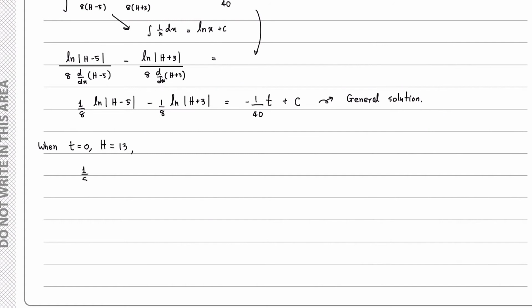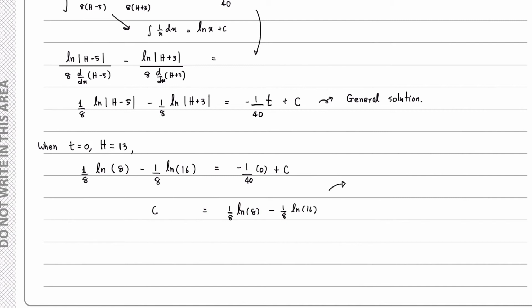So it's 1 over 8 ln, then you can see if h is 13, 13 minus 5 is positive, so we don't have to maintain our absolute value signs anymore. So this one will be 1 over 8 ln 8 minus 1 over 8 ln 16 equals to negative 1 over 40 t plus c, and t is 0. That means c is 1 over 8 ln 8 minus 1 over 8 ln 16.